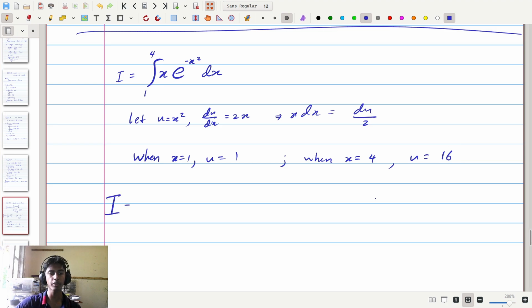Rewriting all of this, we can finally say now that the integral I is equal to the integral starting from the lower limit of u, which is 1, up to the upper limit of u, which is 16, of the expression on the inside.